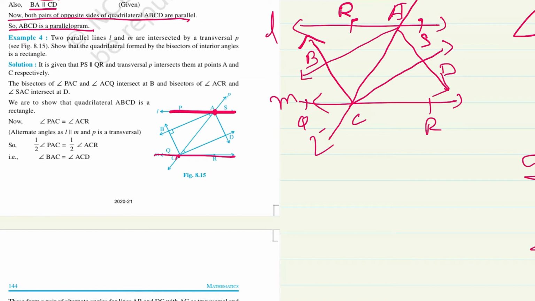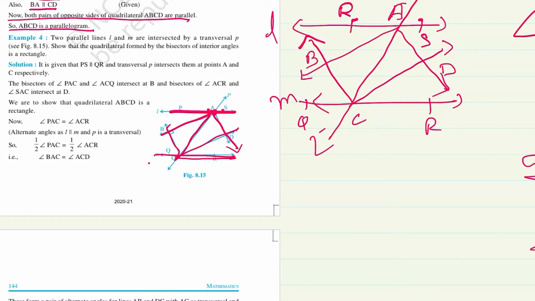Now, bisector of angle PAC is AB and bisector of angle ACQ is CB, and bisector of angle ACR is CD, and bisector of angle SAC is AD. These are the bisectors. Now we have to show that ABCD is a quadrilateral.